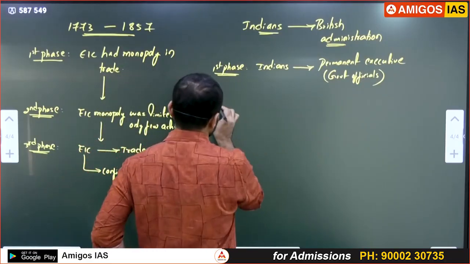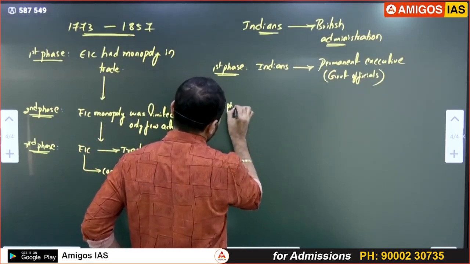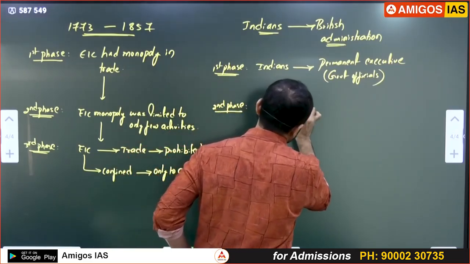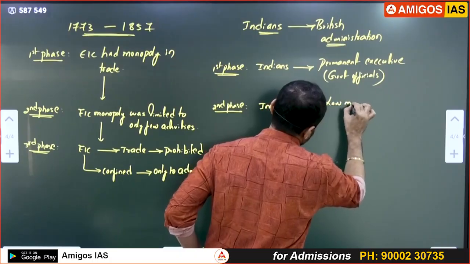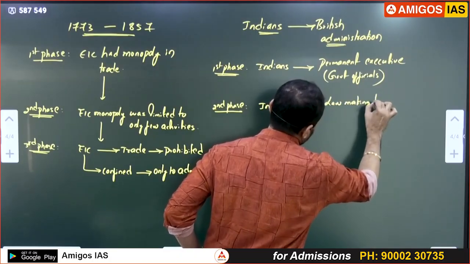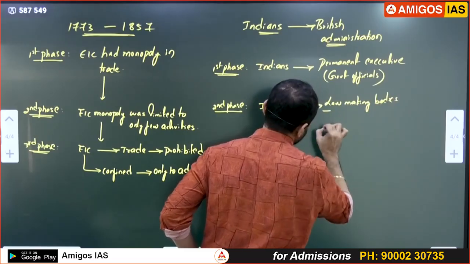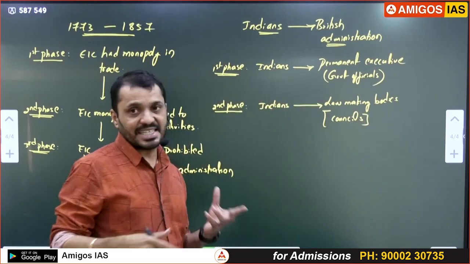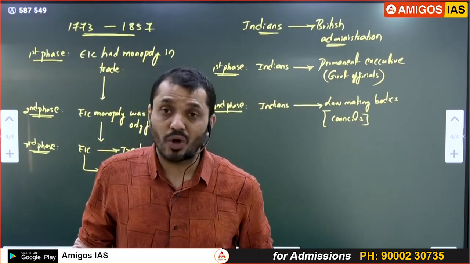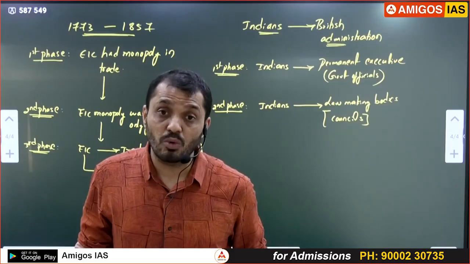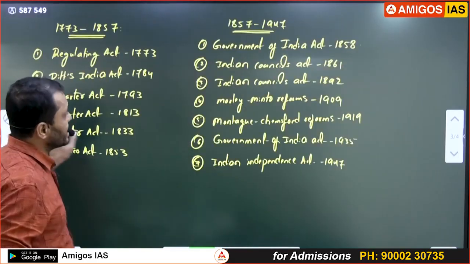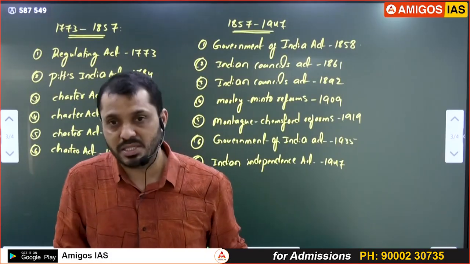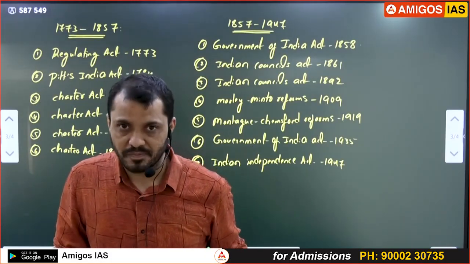Next, second chance, next phase: Indians slowly were given the opportunity in law-making bodies. That means councils. This started since 1861. That is the reason we call the 1861 Act the Indian Councils Act. Why do we call this the Indian Councils Act? Because Indians started participating in the councils. Indians are in the law-making process.